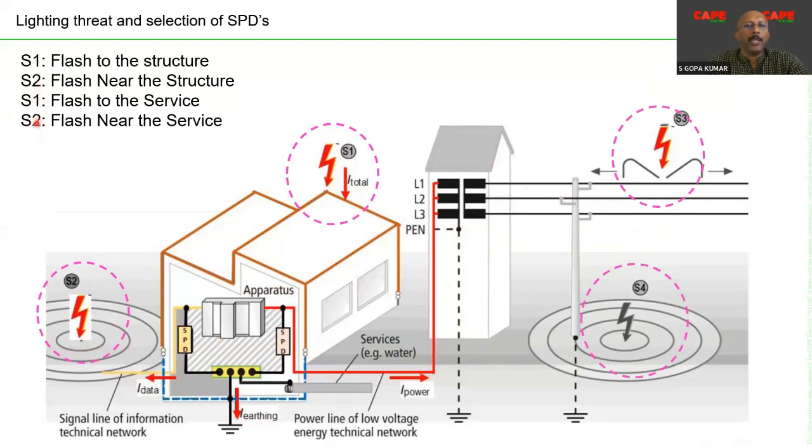Actually, S1, S2, S3, S4. S4 is flash near the structure. That means flash near the service, that means near the power line, you have a lightning strike. So these are the 4 different types of threats.